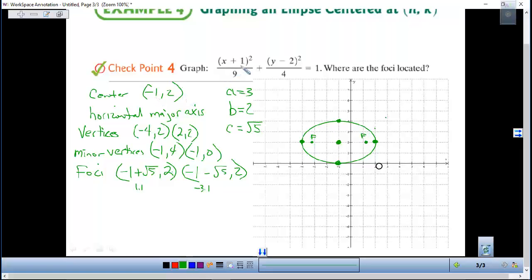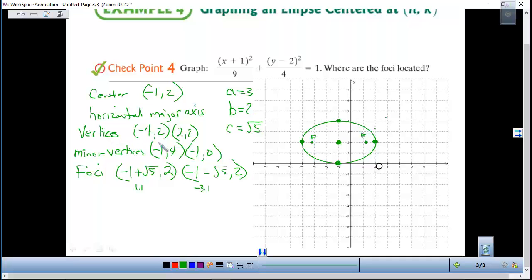The center, of course, is at negative 1, positive 2. Change those signs when you pull it out. And then you've got an a of 3, the square root of 9, a b of 2, the square root of 4, and it's a horizontal major axis because my larger of the two squared numbers is under the x.